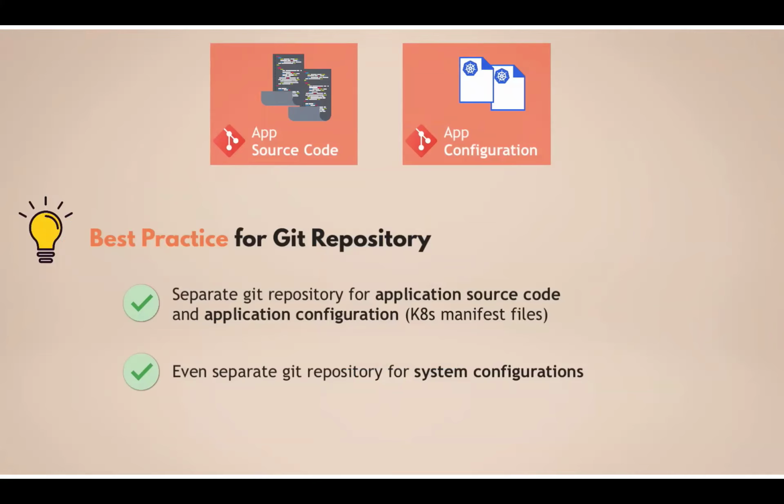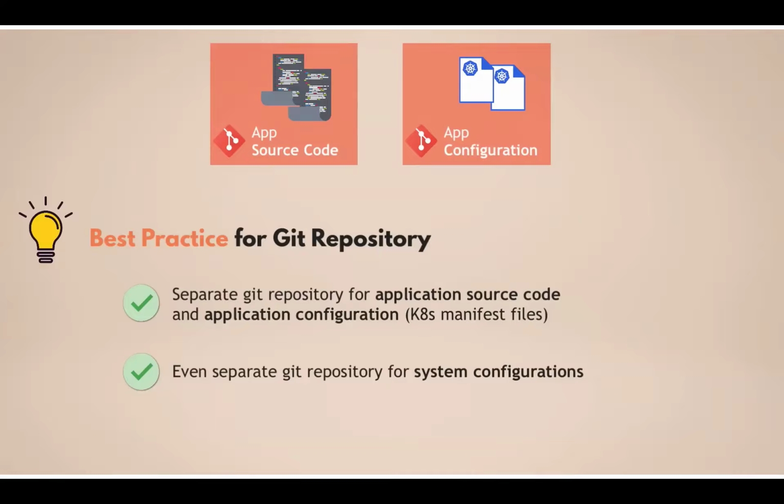One Git repository which includes only the source code, the other includes only the configuration files, the manifest files of your Kubernetes. So a separate Git repository for application source code and for configuration, which is basically the K8 manifest files. Even a separate Git repository for system configuration. अगर you require any system configuration file as well, so उसके लिए भी एक और Git repository अलग से create करके रखो. Okay, this will ease your application handling.